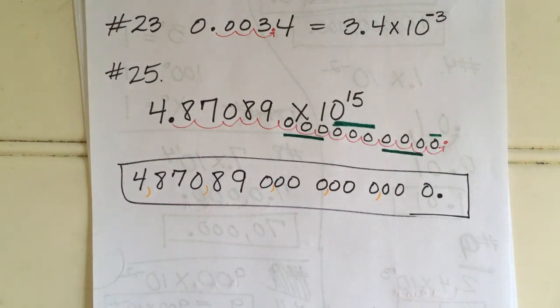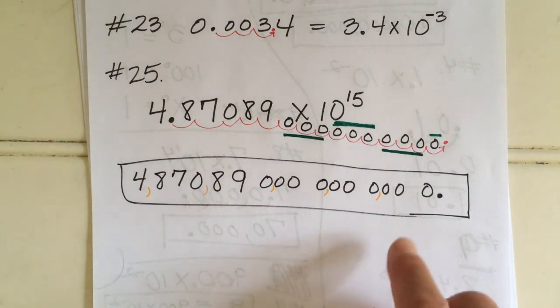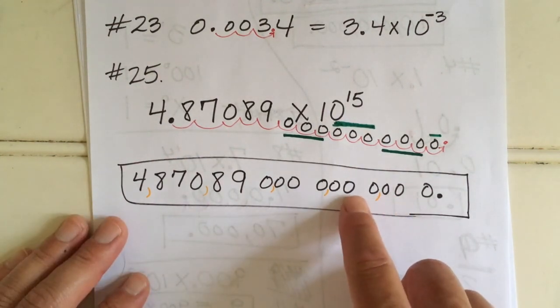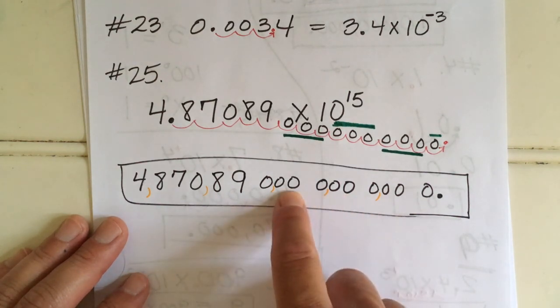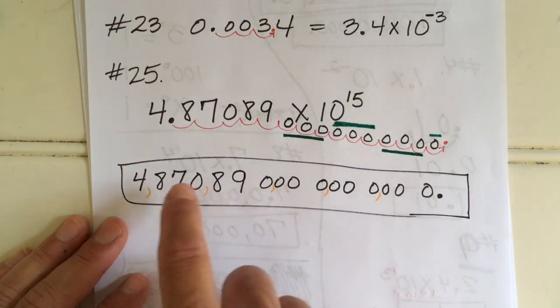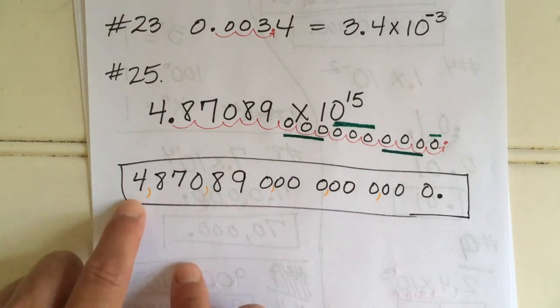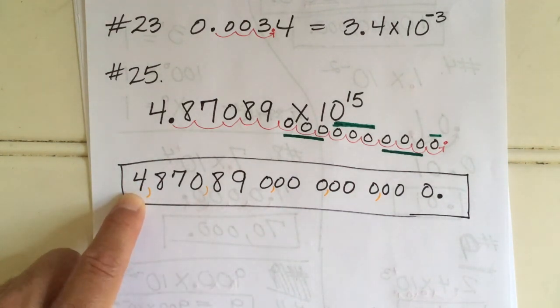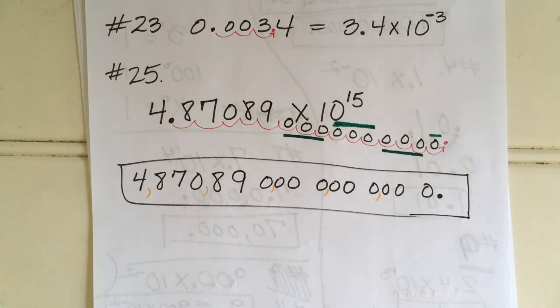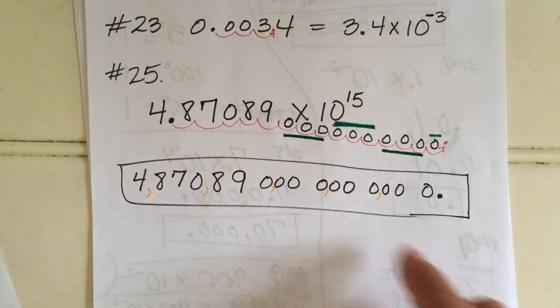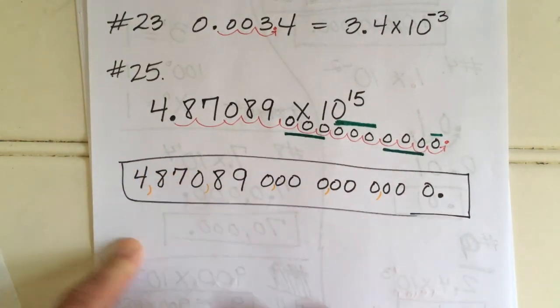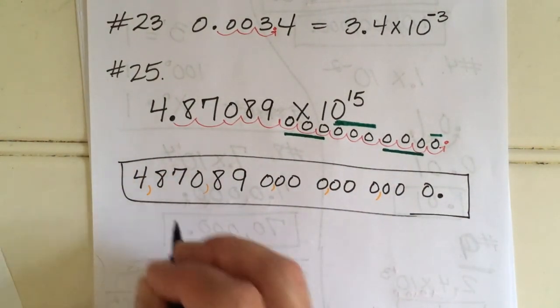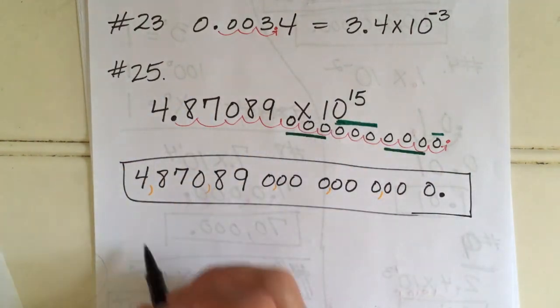And so, what would that be? I don't even know. This would be thousands, millions, billions, trillions, quadrillion. Yeah, so 4.87 quadrillion. Sure. All right. That's why I use scientific notation, because this is obnoxious. All right, and that's why you would write it like that.